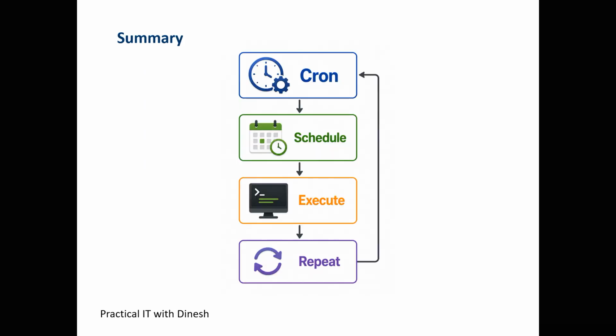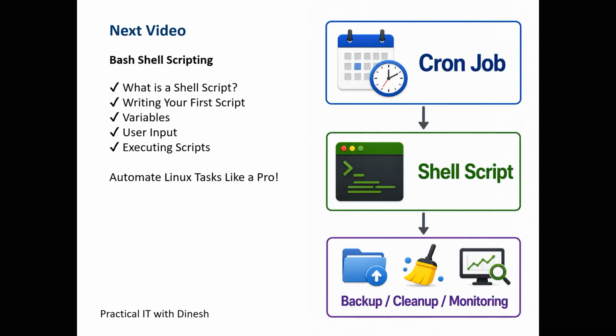Today you have learned what cron jobs are, how the cron daemon works, how to edit crontab, understand cron syntax, create scheduled tasks, and avoid common mistakes. With these basics, you are ready to automate repetitive tasks on any Linux system. Cron becomes much more powerful when it runs shell scripts. In the next lesson, we will learn how to write bash scripts from scratch and then combine them with cron to automate real world administrative tasks.